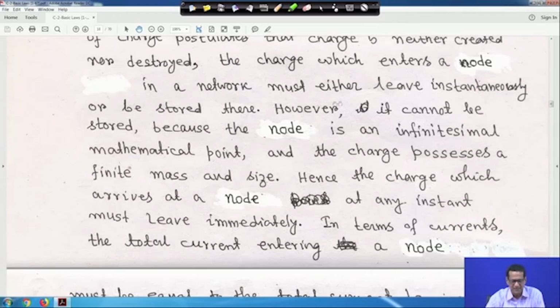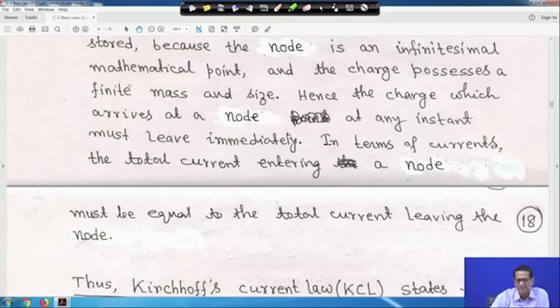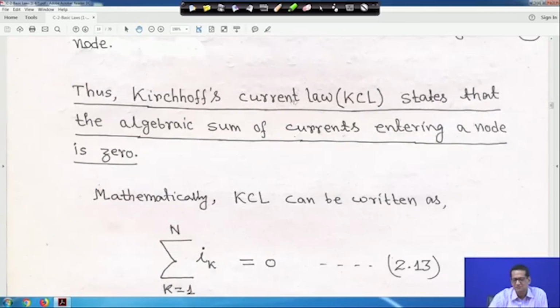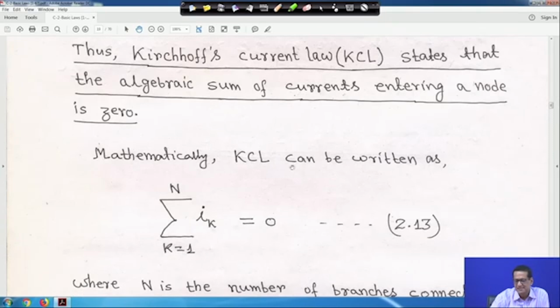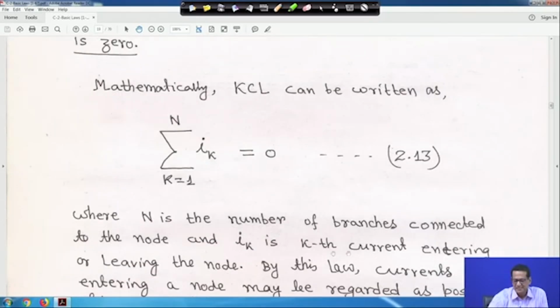So, in terms of currents, the total current entering a node must be equal to the total current leaving the node. Kirchhoff's first law comes from the conservation of charge. Therefore, KCL, Kirchhoff's current law, states that the algebraic sum of currents entering a node is equal to 0. Mathematically, KCL can be written as sigma k equal to 1 to n of I k equal to 0. This is equation 13, where n is the number of branches connected to the node and I k is the kth current entering or leaving the node.